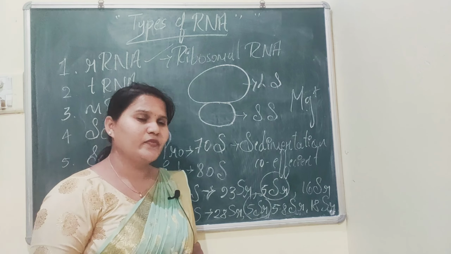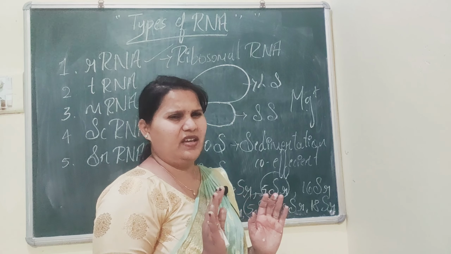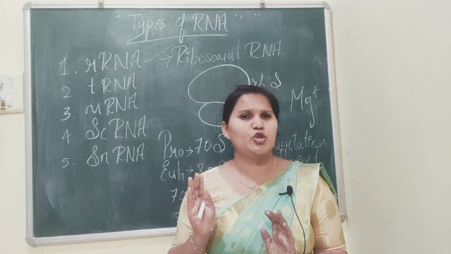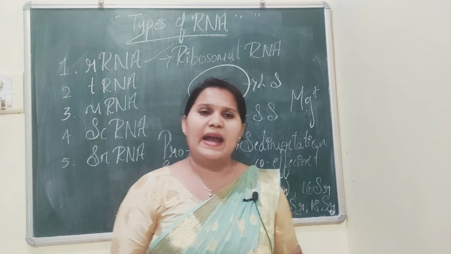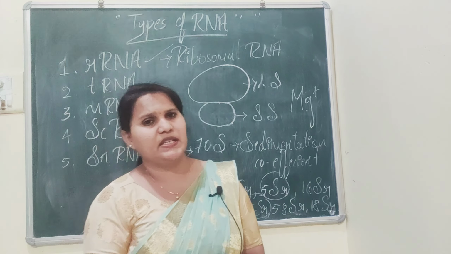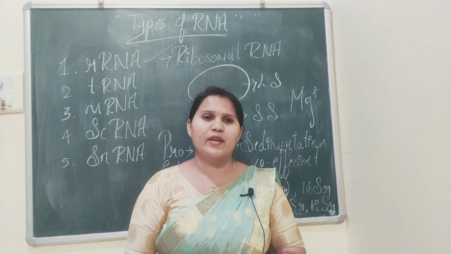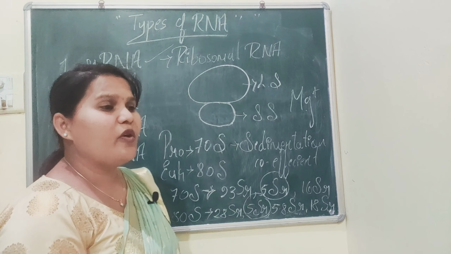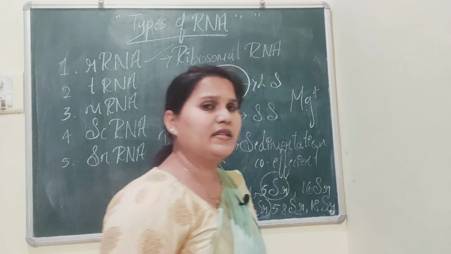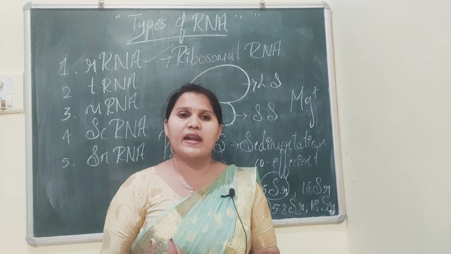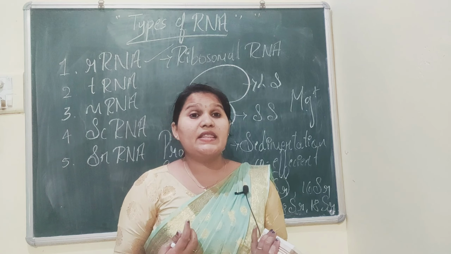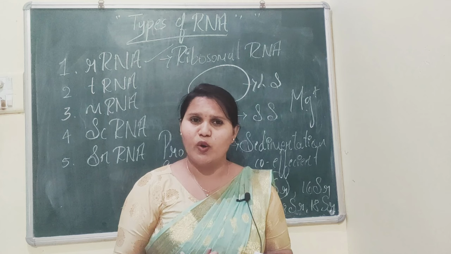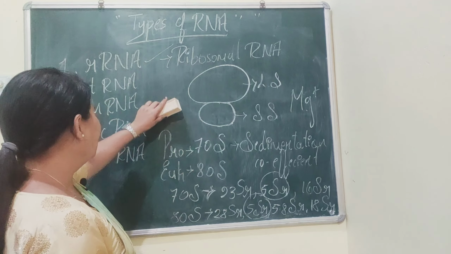eukaryotes. Clear? So this is the basic information about the structure of the ribosome and the types of rRNA present in the prokaryotic and eukaryotic cell. Is this clear? Okay. So now we'll move on to the next topic, that is how this rRNA is formed. Where this rRNA is formed. Okay, see, now we'll learn that.